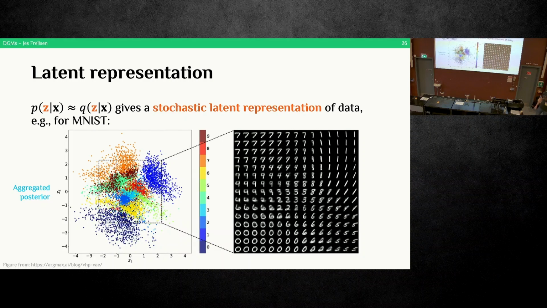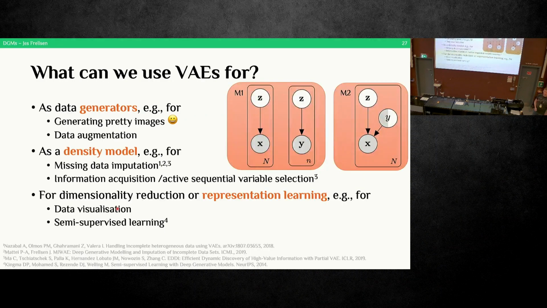Yes? In the next slide, for which of these uses could we accomplish the same thing with a non-variational autoencoder, and when do we choose to use this? So your question is, you could do this part here with a non-variational autoencoder too, right?